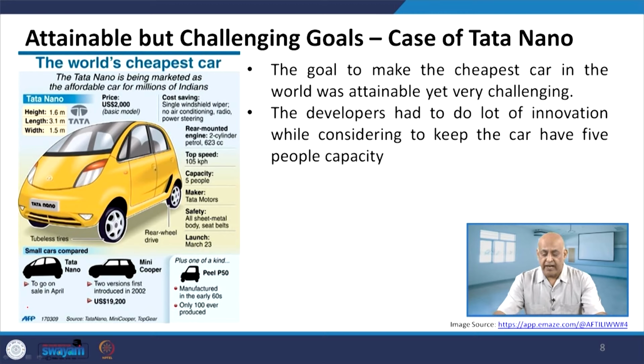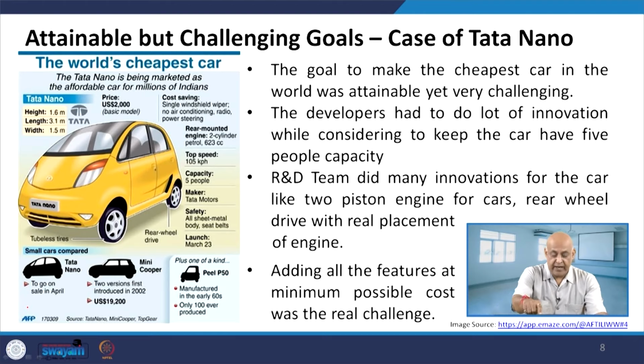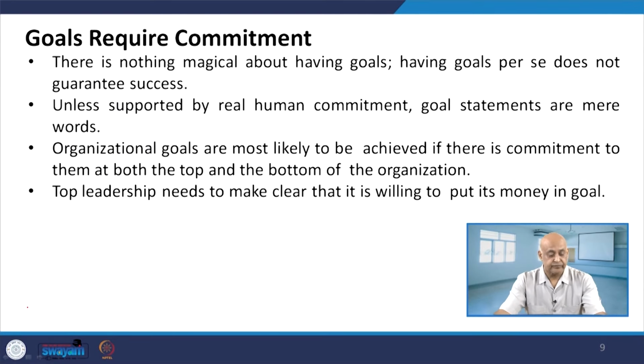Now, in this particular case study we see that to make the cheapest car in the world, the developers had to do a lot of innovations while keeping the car at 5 people capacity. The R&D team did many innovations for the car, like 2 piston engines and wheel drive with the rear replacement of the engine. This is about that particular case study, and the minimum possible cost was the real challenge.